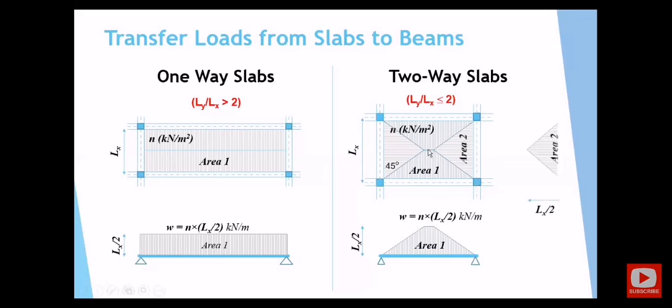Okay, then the short beam will always take a triangular load, as you can see. This will be area 2, and the load again will be the same load here because both of them have the same height, Lx over 2 and Lx over 2.